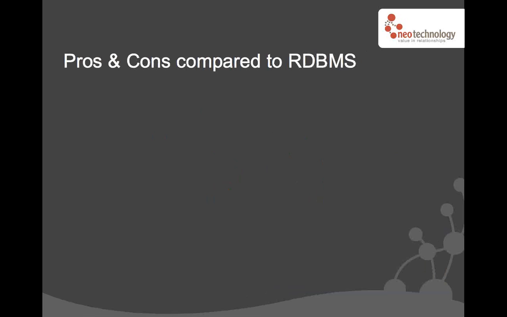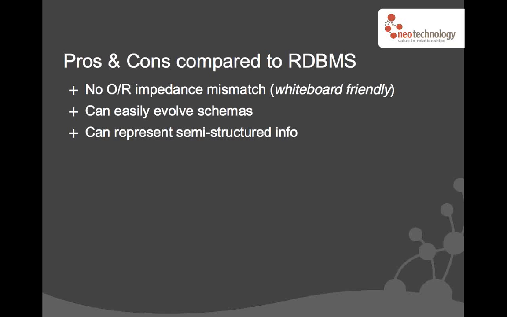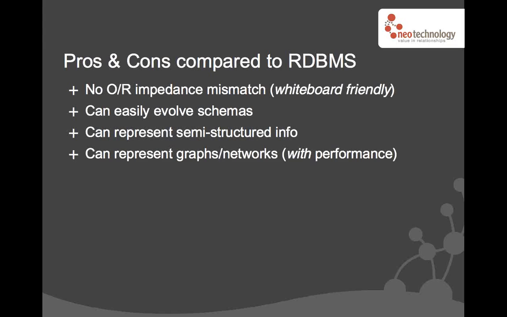So what are some pros and cons compared to a relational database? There's no O/R impedance mismatch. We talked about this, whiteboard friendly. There's some OG, if you will, object graph impedance mismatch, but that's very, very low compared to the relational model. It's easy to evolve schemas because it doesn't enforce any schemas. We can represent semi-structured info with 3 properties on one node and 1 property on a second node and 10,000 properties on a third node. We can easily represent graphs or network structures with performance. The drawback is that it lacks in tool and framework support, and this is the universal drawback of NoSQL systems.